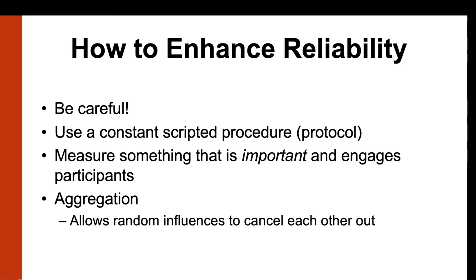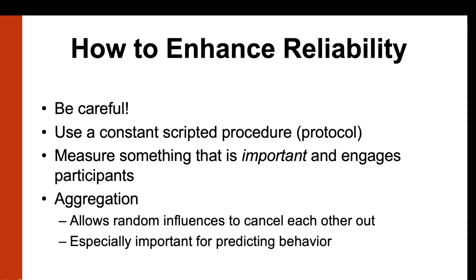And the reason why it does that is because it allows random influences, random sources of error across different measurements, either measurements that you take over different times for a particular person, or different measurements of the same construct for the same person at one time. It allows any error associated with any of those measurements to cancel out.